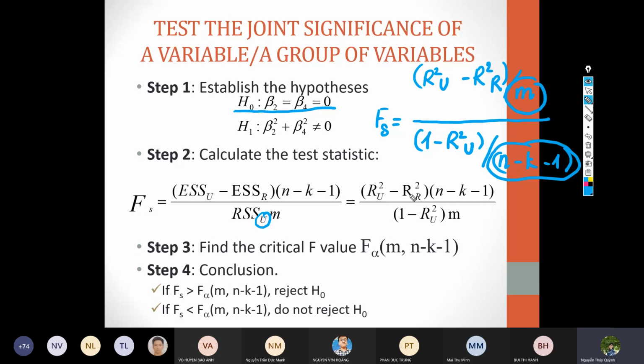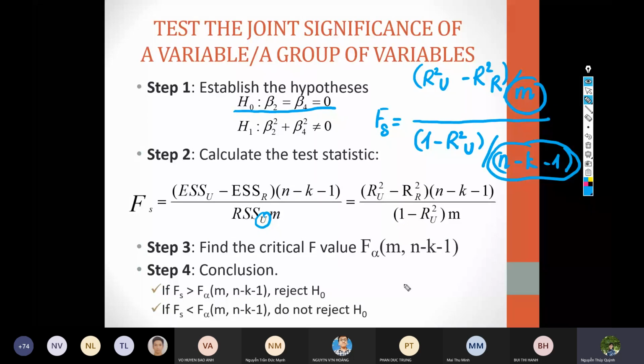Okay, so like in the previous case, if we want to reject the null hypothesis, then our F must be very different from 0. So here we will find the critical value of F again with the level of significance of alpha and the degrees of freedom of m and n minus k minus 1. All right, we will make a comparison between the observed value of F and the critical value of F. If the observed value of F is greater than the critical value, then we can reject H0.